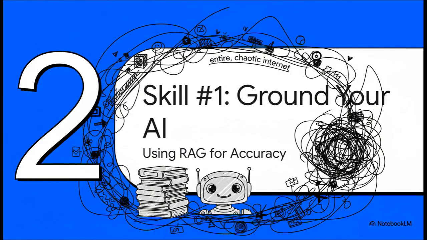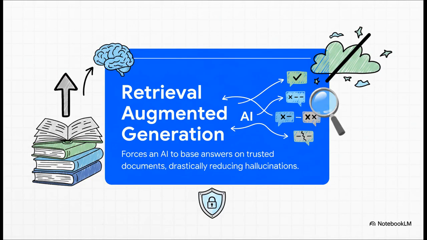Okay, so let's get into our first and probably most important skill, grounding. The best way to think about this is you're giving that brilliant intern a very specific stack of approved books and reports for a project, instead of just telling them to go search the entire chaotic Wild West of the internet. Now, there's a fancy technical name for this: retrieval augmented generation, or just RAG for short.